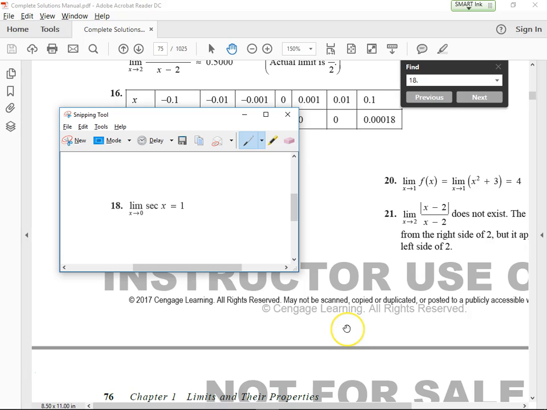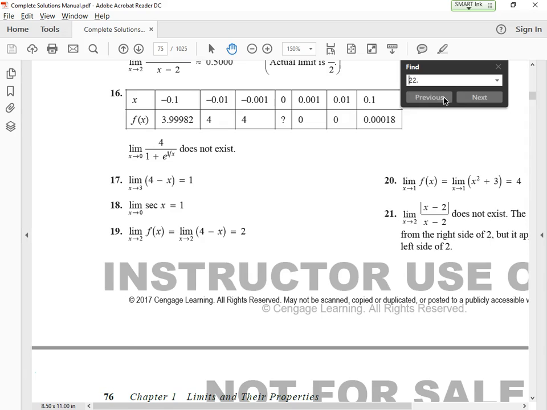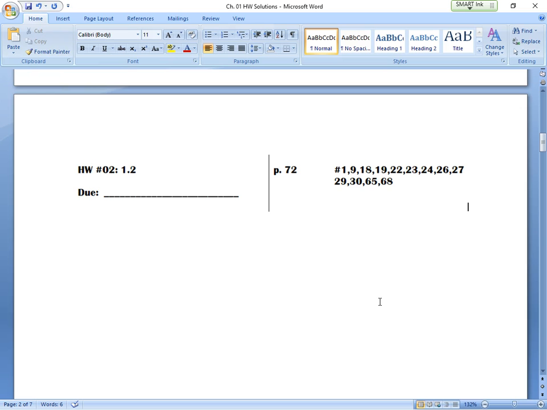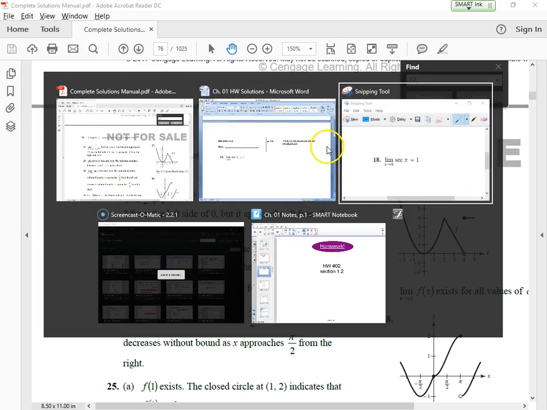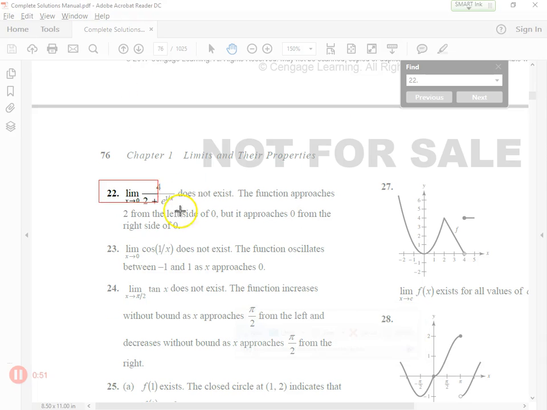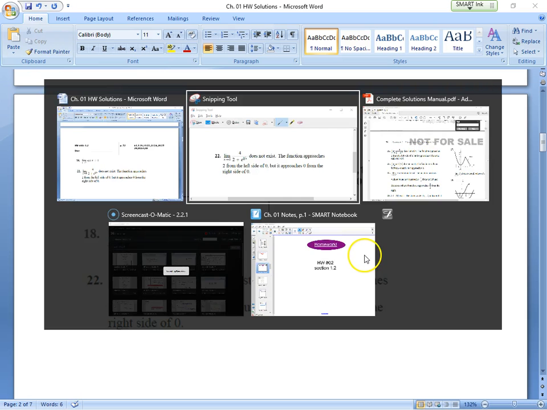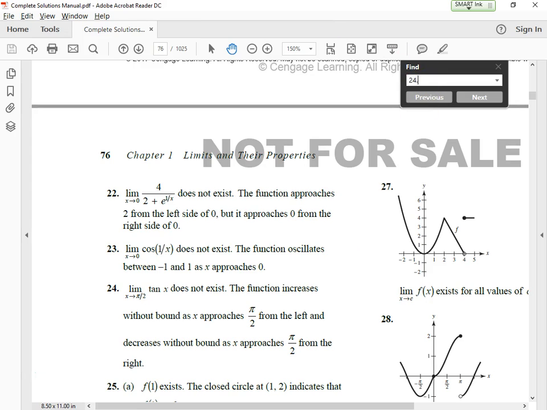What's the next one? 22. Oh boy. Did you guys figure out why? Remember, the answer key gives what? If you don't know why, then that's kind of defeating the purpose a little bit. What's the next one? 23. Oh, it's right below it. You guys already checking it?